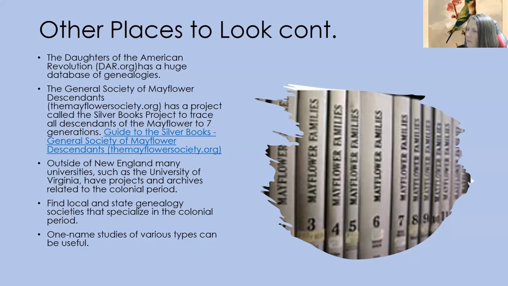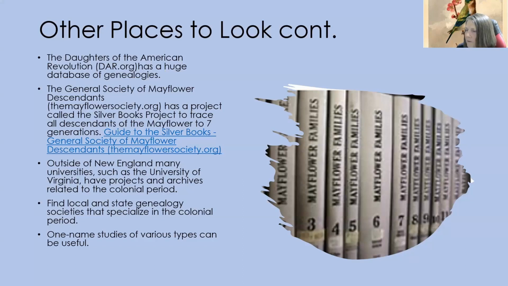The General Society of the Mayflower Descendants has this Silver Books project. It traces all the descendants of the Mayflower to 7 generations away from the Mayflower. And you can find it at mayflowersociety.org. They are still working on it. It's not complete, but I mean, it's huge. You can imagine there are millions and millions of people that are descendants of the Mayflower.